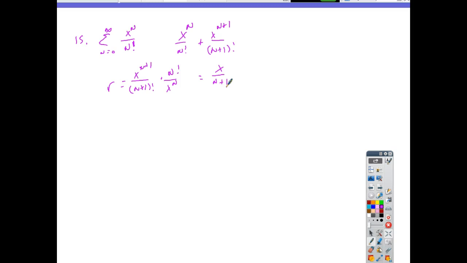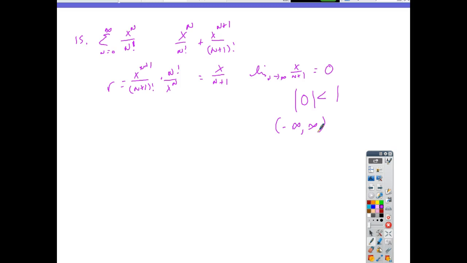Okay. All right. Limit as n approaches infinity of x over n plus 1. What do I get? 0. So when is 0 less than 1? The absolute value of 0 is less than 1 for what values of x? Always. Absolutely convergent, not dependent at all. The radius is infinity, centered at 0.